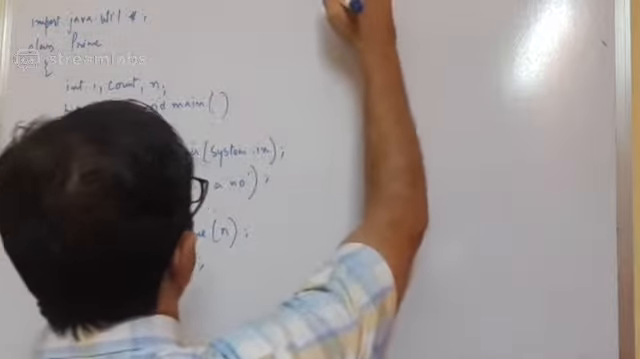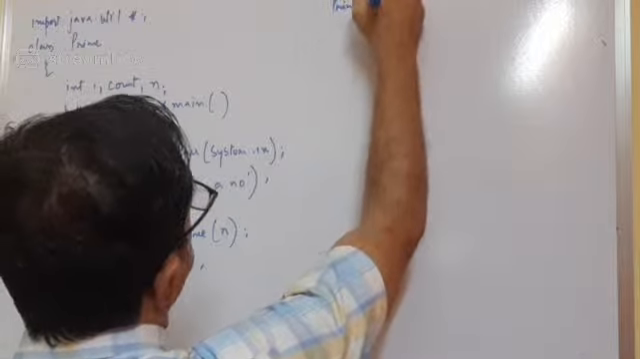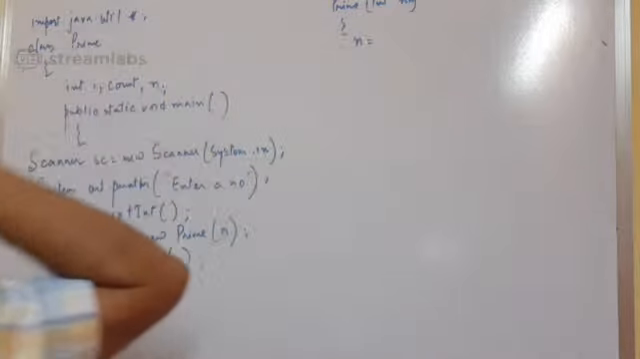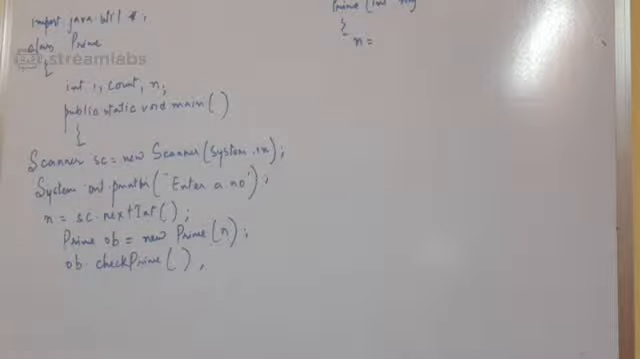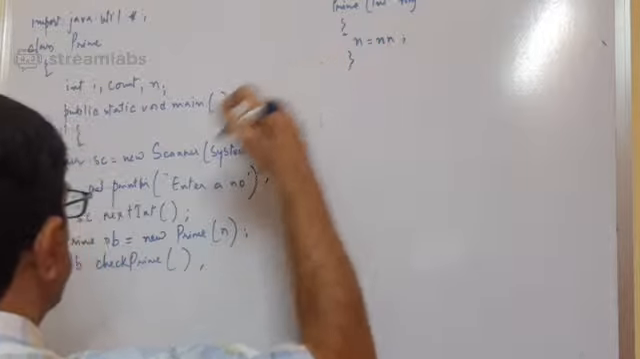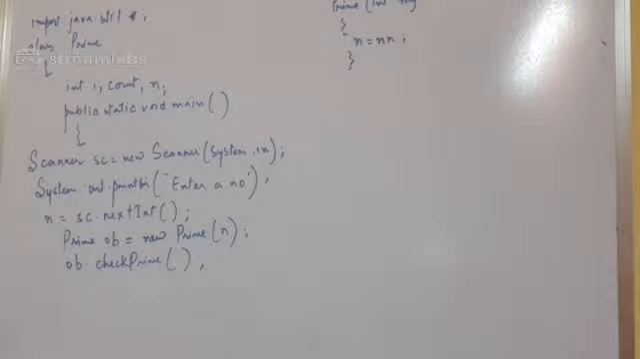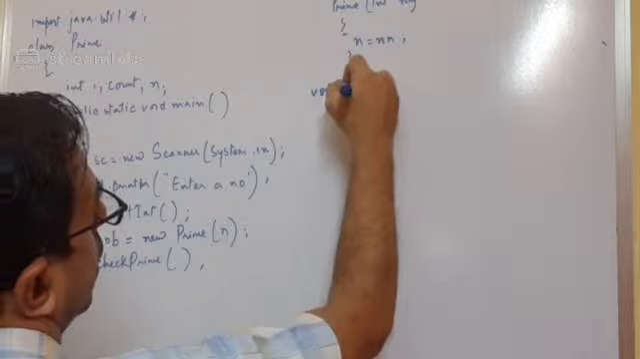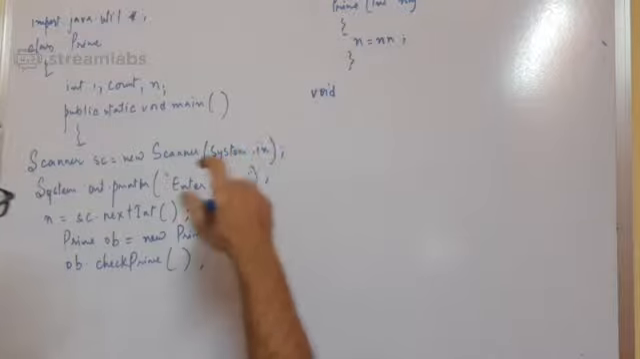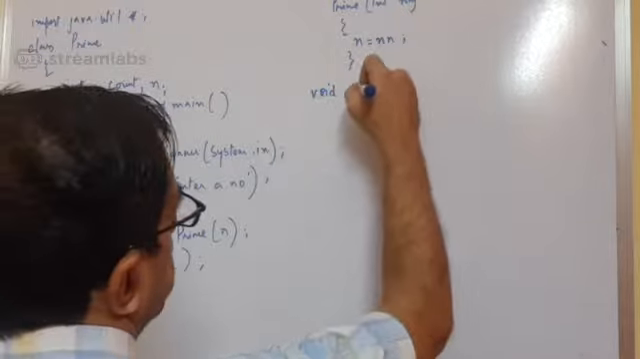So now let's get back to the constructor concept. Here it will be Prime. Here you can take one local variable by the name of nn, and then initialize it. This particular global variable is there only. So n equal to nn. Now I'll be introducing one user defined method by the name of checkPrime. So void checkPrime.